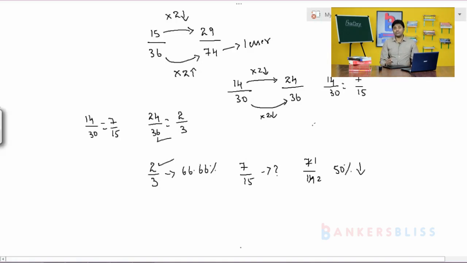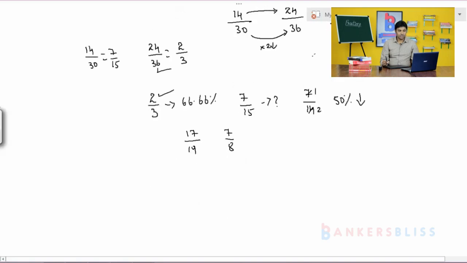Sometimes it will be difficult to calculate the percentage also. Then what do we have to do? For example, you may get fractions like this, 17 by 19, next 7 by 8. So two fractions you have. Among these two, which is the highest one you have to calculate? Very simple guys, one more method. The method is the cross multiplication method. You cross multiply, so you are going to get 17 into 8, and 19 into 7. Among these two you calculate.